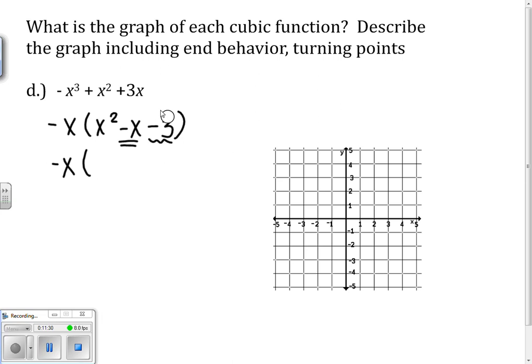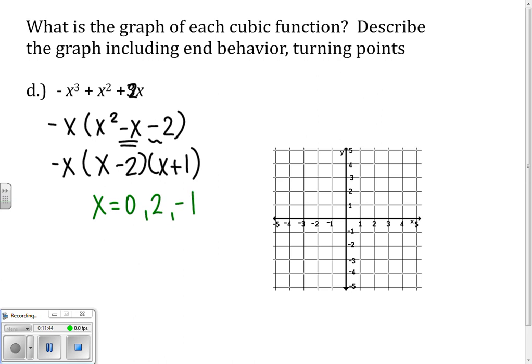I'm assuming this is a typo. I'm actually going to change that to a 2. This should be an x minus 2, x plus 1. I believe that was a typo. Which means that my roots here occur at 0, 2, and negative 1.